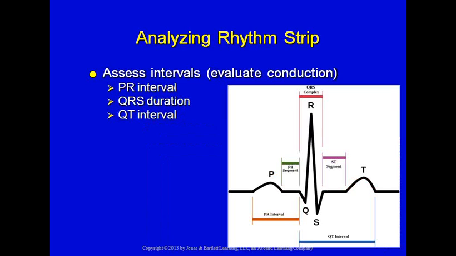If your QRS width is too wide, you're looking at perhaps a complex that's originating in the ventricles, or the conduction is being slowed either by medication or injury in the ventricle conduction system. And then you look at the QT interval to know whether or not certain medications will prolong the QT interval. So you'll know if the medication is doing it, or if they are just one of those people who have an abnormally long QT interval and are at risk of sudden cardiac death.